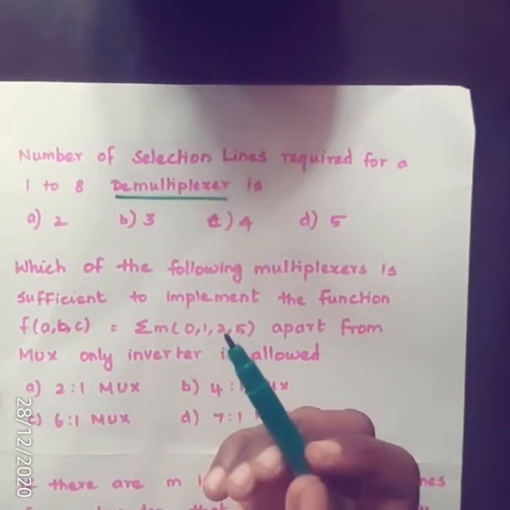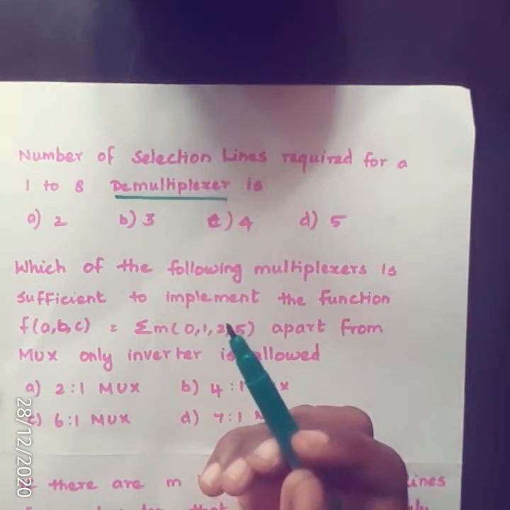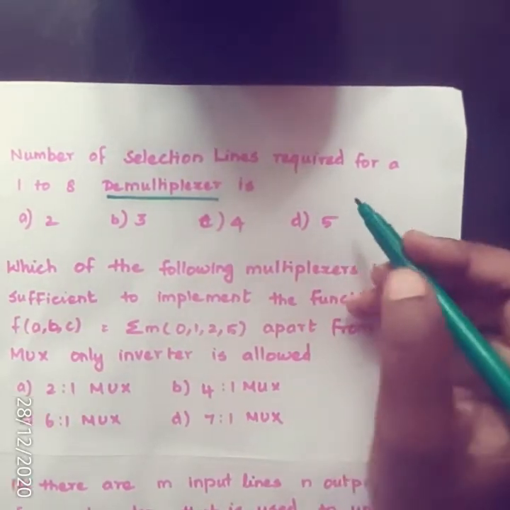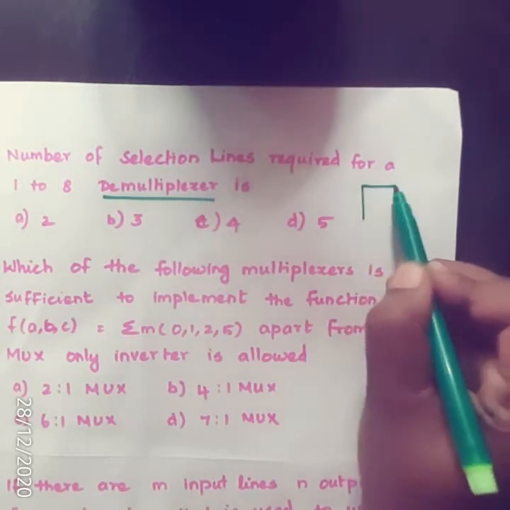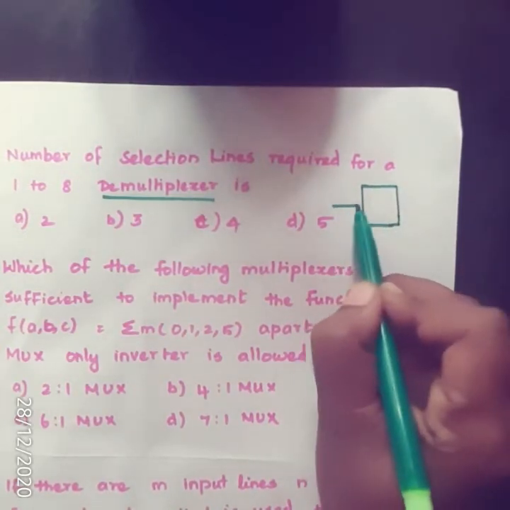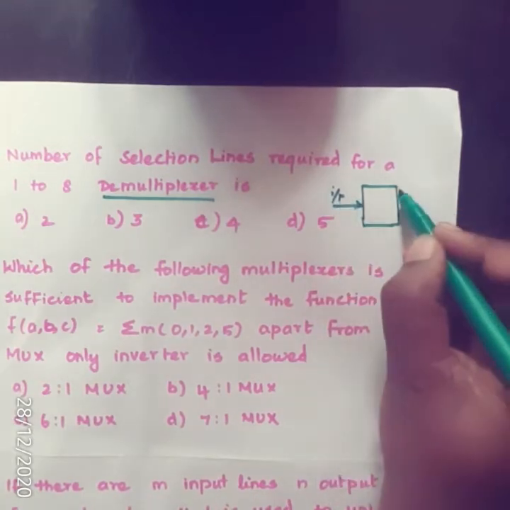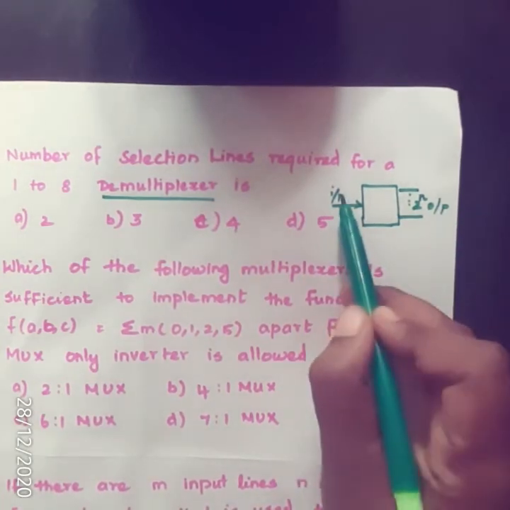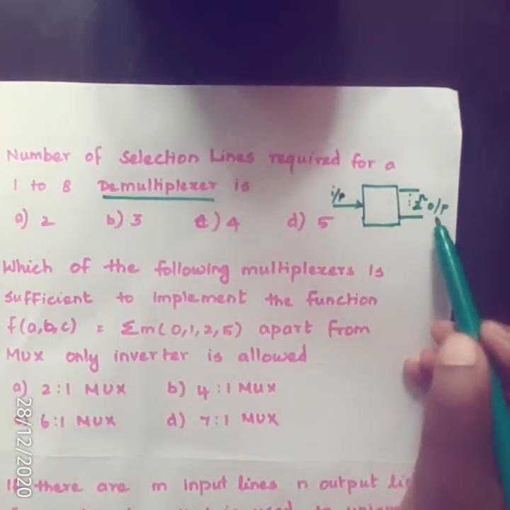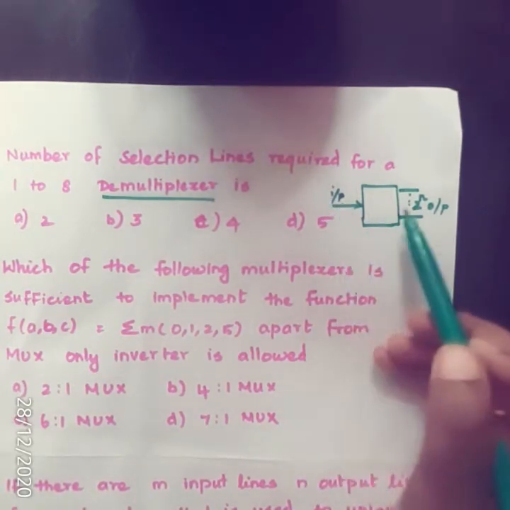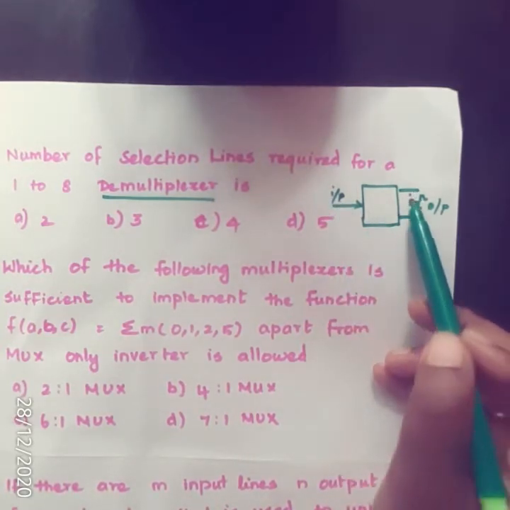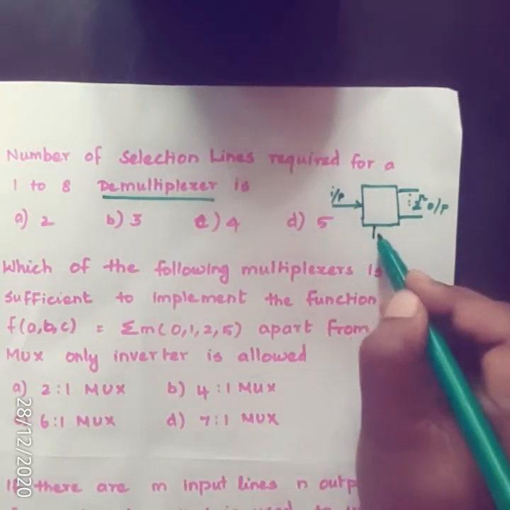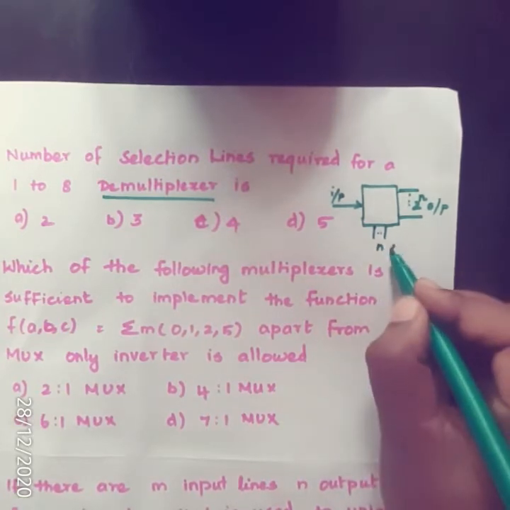A demultiplexer directs the data input in a single input line to any one of the multiple output lines. So the block diagram of this demultiplexer will be like this. That is, it has only one input line and 2 power n output lines. So it directs this input into any one of these output lines, and the selection of the output line depends upon the selection line. So it has n number of selection lines.